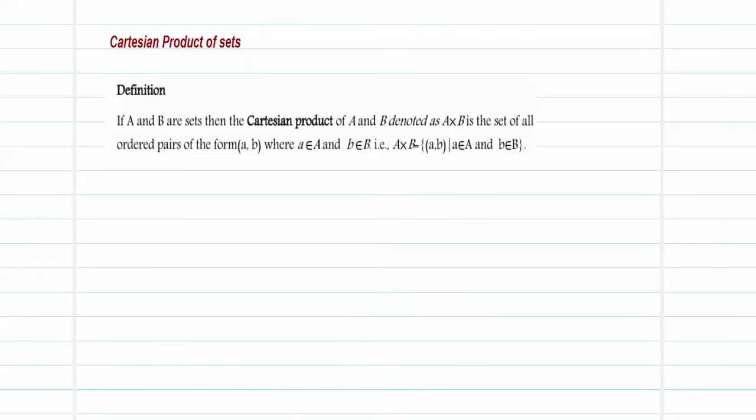To define a relation, first we need to know what is meant by a Cartesian product. A Cartesian product of two sets A and B, which we denote by the symbol A cross B, is the set of all ordered pairs of the format a comma b, where the first element a comes from the set A and the second element b comes from the set B. So, the Cartesian product A cross B is the collection of all the ordered pairs a comma b such that a belongs to capital A and b belongs to capital B.